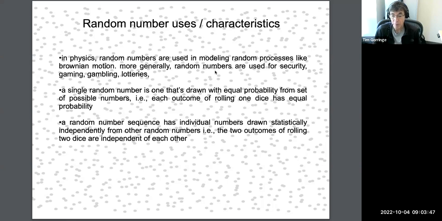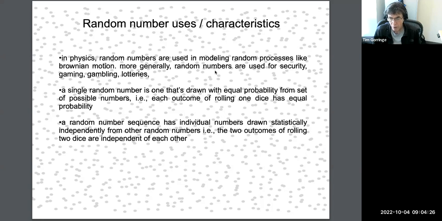I should say that there are plenty of other reasons beyond physics for generating random numbers. Big examples are, for example, security and encryption. That's a case where the generation of random numbers is very important, very critical. Other examples are gaming, gambling, and lotteries. That's another case where the generation of random numbers is very important. But we're going to confine ourselves to this physics world of modeling and simulations.